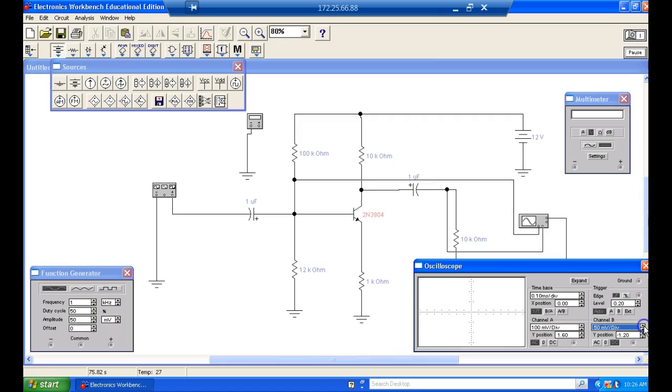So not only are they the same, they're also in phase with each other, which is another telltale sign that they're supposed to be on the common emitter. They're supposed to be 180 degrees out of phase, right? Are you okay? Yes, no?